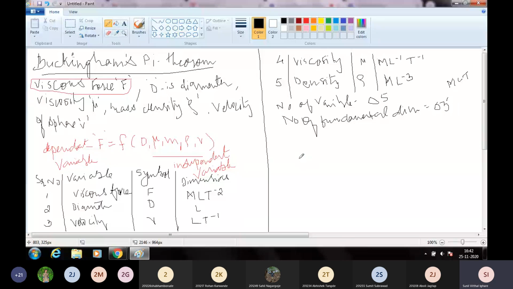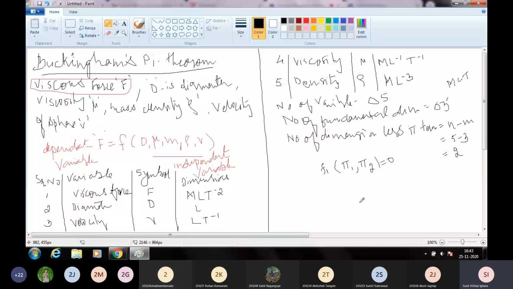So the number of dimensionless pi terms is equal to n minus m, that is equal to 5 minus 3, which is 2. That means if the pi terms are 2, I just write it as a function of pi 1 comma pi 2 equal to 0. If suppose the pi terms are 3, you just have a function of pi 1, pi 2, pi 3 equal to 0, like that. Okay, you can modify.